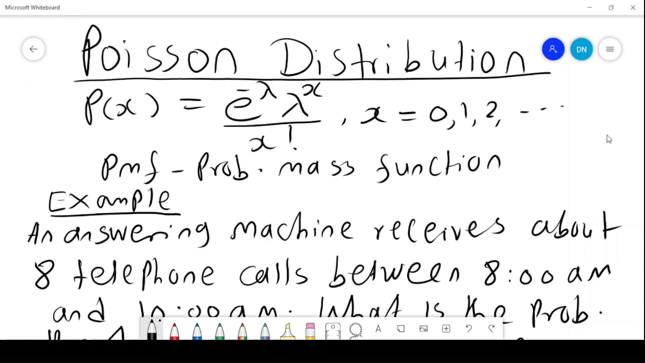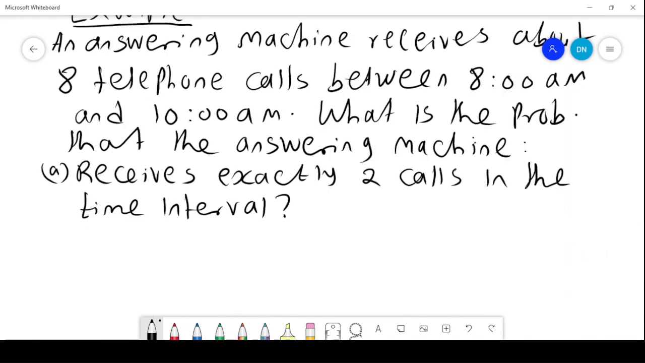Poisson distribution, and we have the probability mass function for Poisson distribution. The p of x is equal to e raised to power negative lambda, lambda to power x over x factorial, and x starts from 0, 1, 2, and so forth. We consider an example. An answering machine receives about 8 telephone calls between 8 a.m. and 10 a.m. What is the probability that the answering machine receives exactly 2 calls in the time interval?